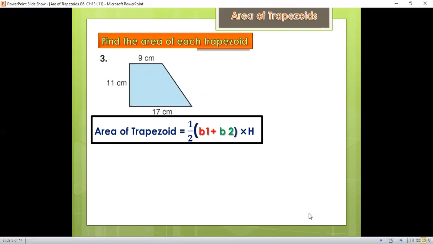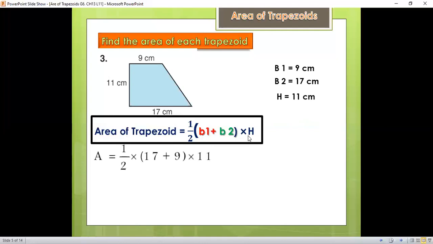Question number 3. Base 1 is equal to 9. Base 2 is equal to 17. And height is 11. And this is our formula: area of trapezoid equals half, base 1 plus base 2, multiplied by height.